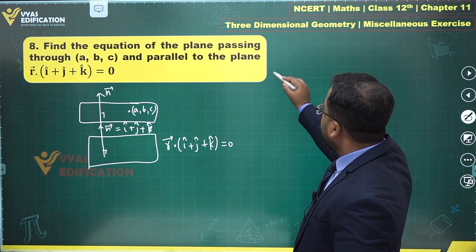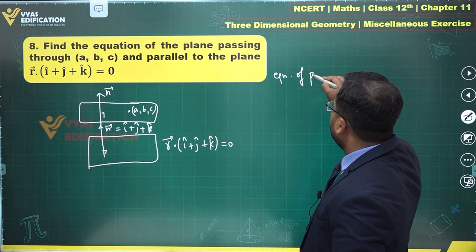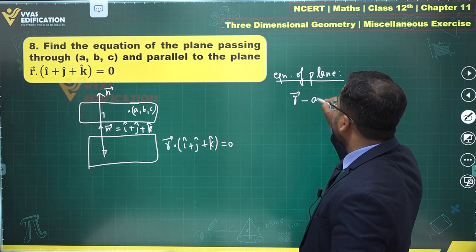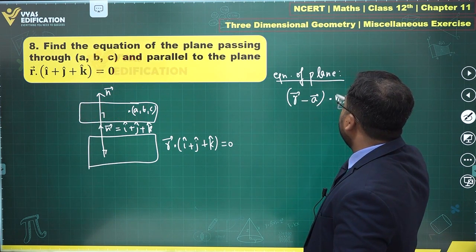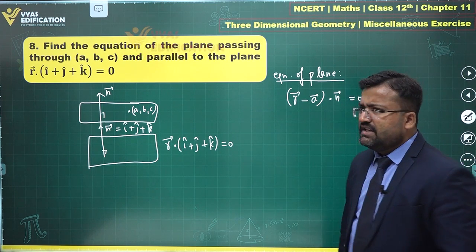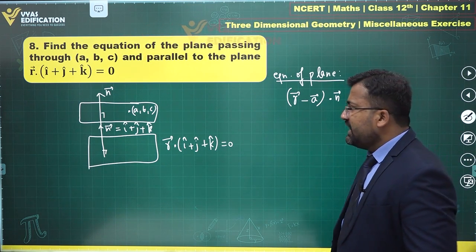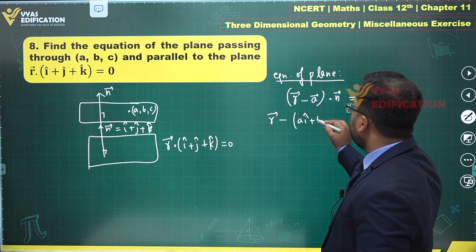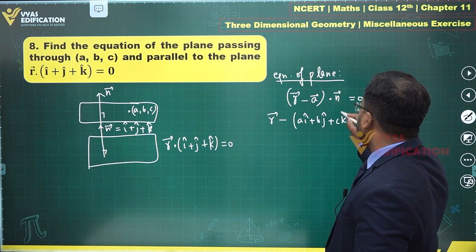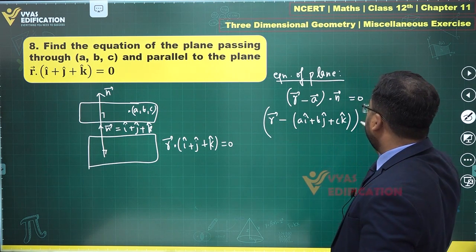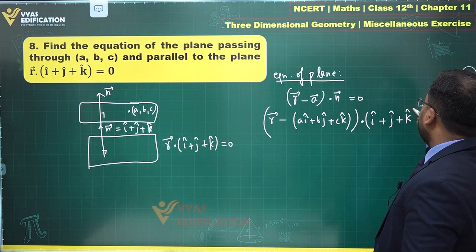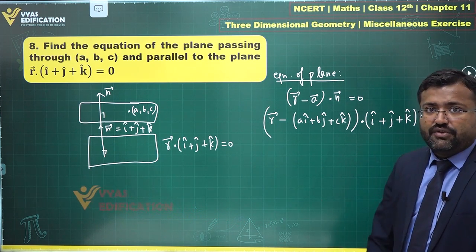So equation of plane passing through a point a vector, let's say, r vector minus a vector dot with n vector is equal to 0 is the required equation of plane. And what is that? This is r vector minus (a i cap plus b j cap plus c k cap) dot product with i cap plus j cap plus k cap is equal to 0. This is what you have, right?